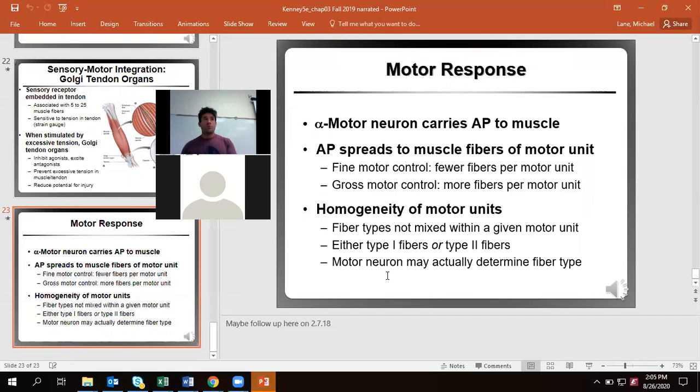This is good because it allows us to have graded force production, and it allows us to do fine-tuned movements with lower amounts of force with very great levels of control.